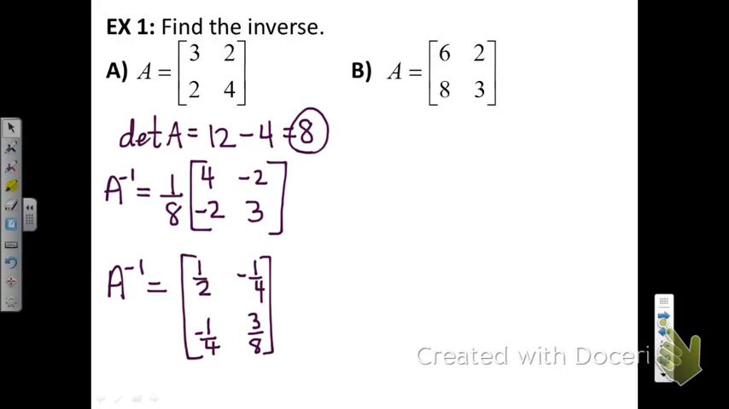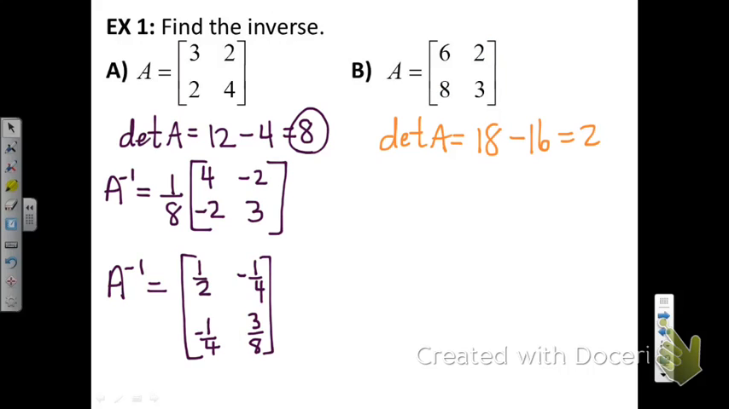So we will practice this again. If you want to try it on your own and then check it when you're done, that might be a good idea. So we start out by finding the determinant of this matrix. We do that by multiplying our diagonal here, subtracting the other diagonal, which gives us 2.